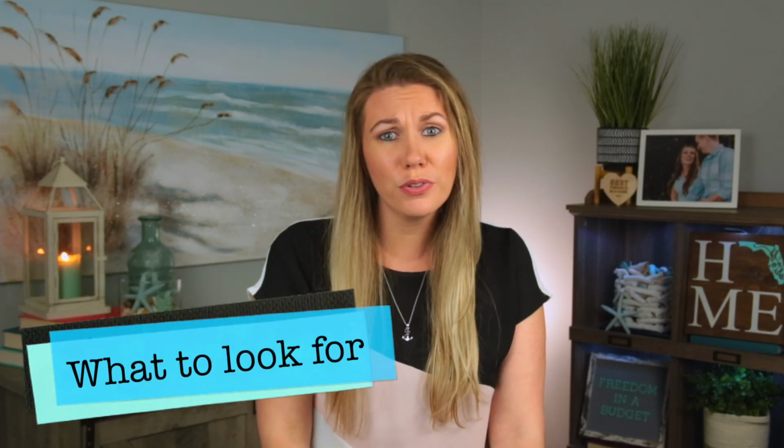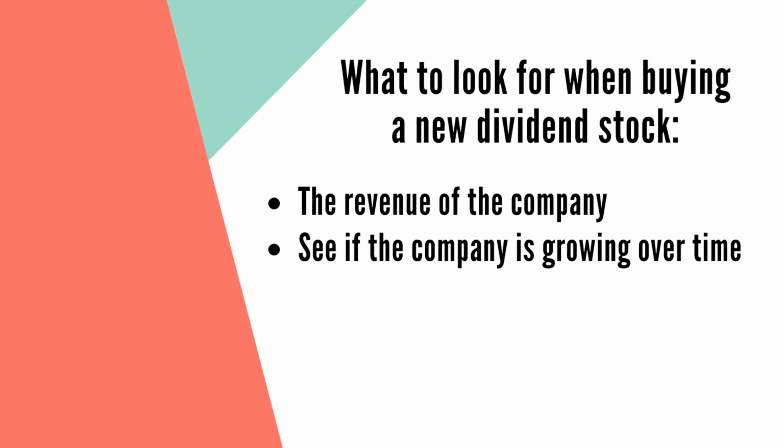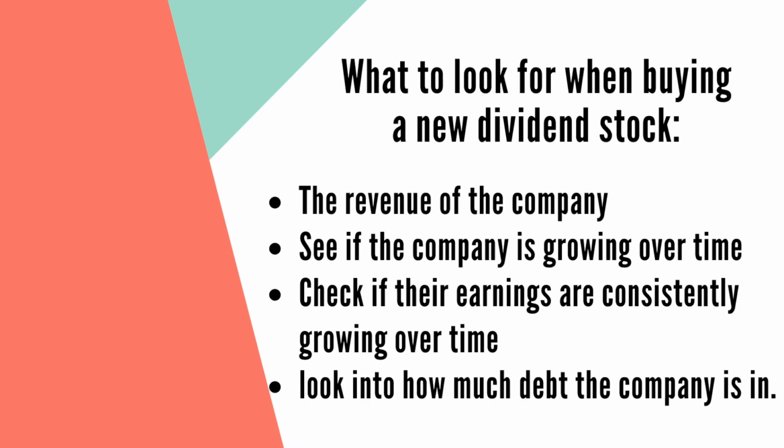Number 4 is what to look for when you're buying a new stock and a dividend. There's so much to look for, guys. So basically, the number 1 thing that I'm looking for when I'm buying a new stock is you need to know the revenue of the company. See if the company is growing over time, check their earnings, are they consistently growing over time? And then also look into how much debt the company has.